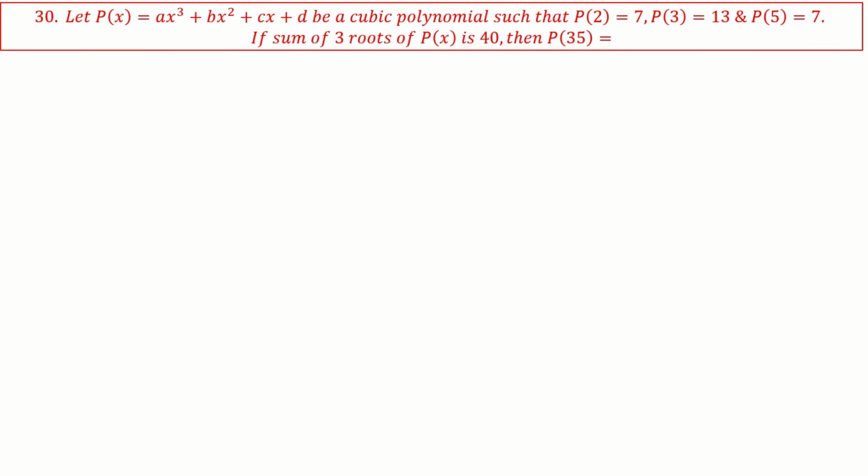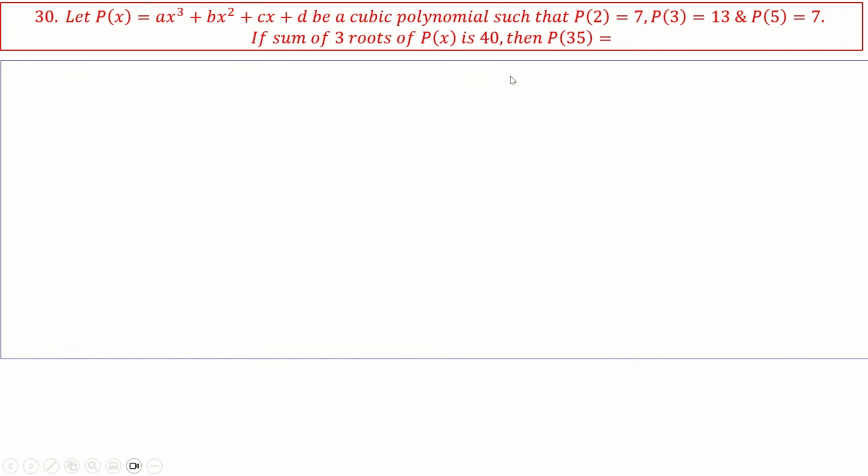Basically, you need to find a, b, c, d, then make the polynomial and get the p of 35 value. This is the easiest way. There are other ways using remainder theorem problems, which you can do, but that is a bit complex. The easy method is this one. It is not very complex to solve a 4 variable equation using 4 equations.